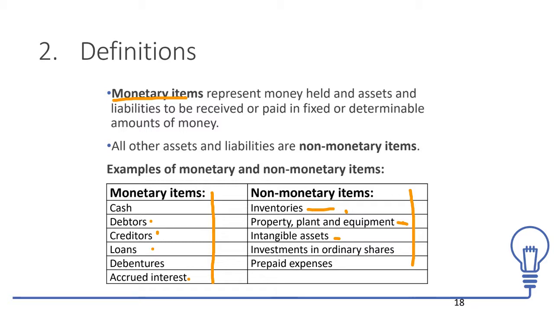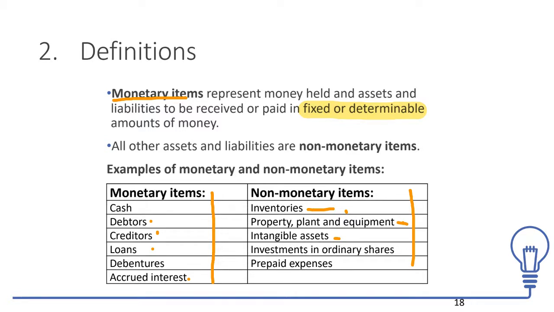It's either cash, or it needs to be settled or paid or received in a fixed amount. So the key word here is fixed or determinable amounts, right? So it must be fixed. Okay, so why are we saying it must be fixed? If it's fixed, it's not going to vary across time.